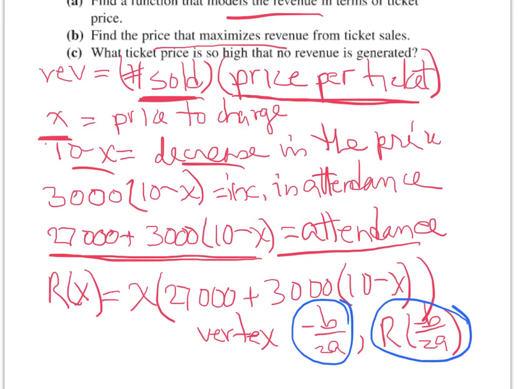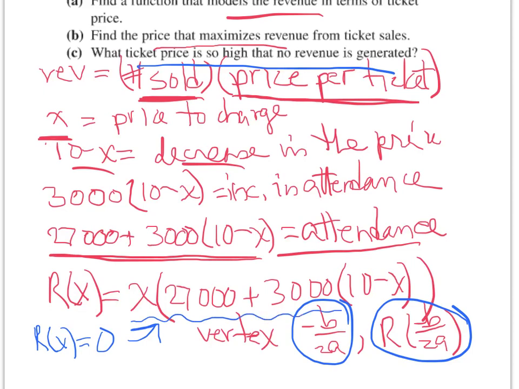And for the second part, what price is so high that no revenue is generated, you just set that revenue function equal to 0, and you find X for which that is equal to 0. But the first thing you have to do is simplify that. So that's your next step, and then you can finish this off for yourself.